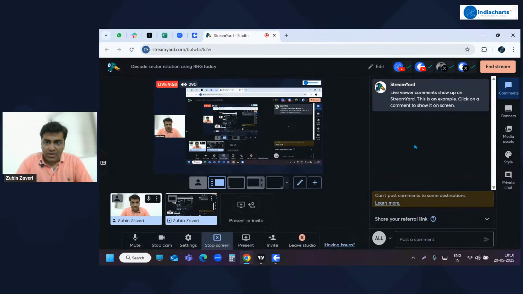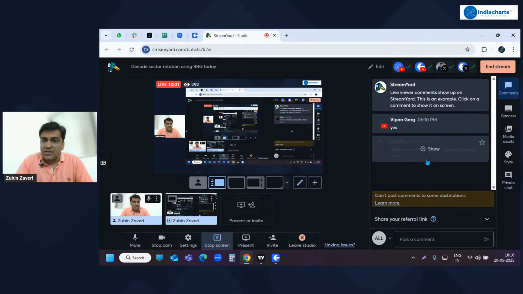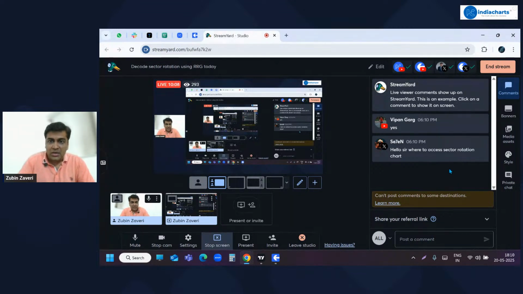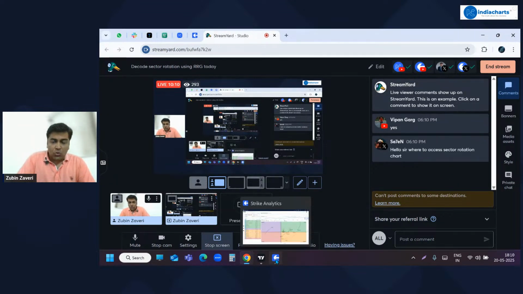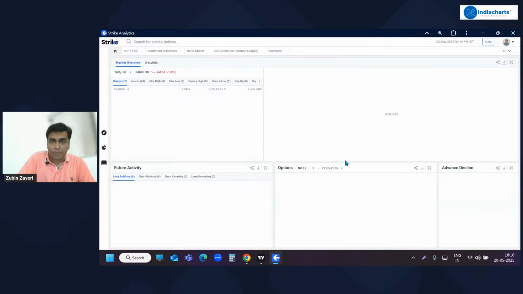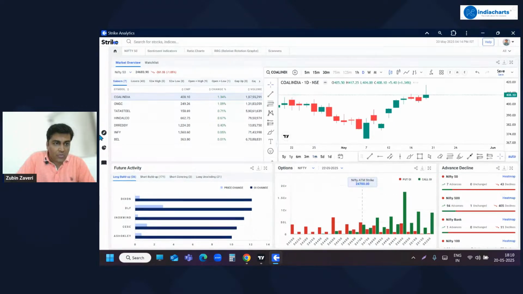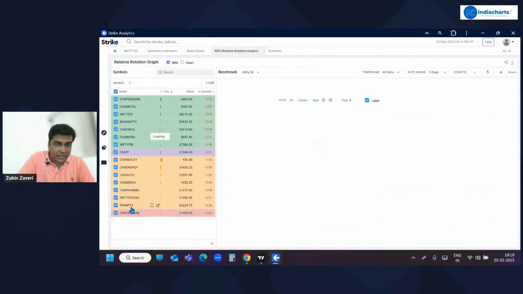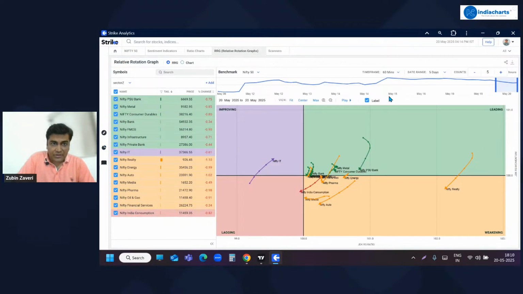Hello, so where to access the sector rotation chart? I'll show you that once again. Vipin, thanks for the confirmation. When you go to web.strike.money, on the home page of Strike, on the left hand side there is this Analyze section, the second button over here. Follow my mouse very carefully. In this Analyze section, the last option is RRG, Relative Rotation Graph.